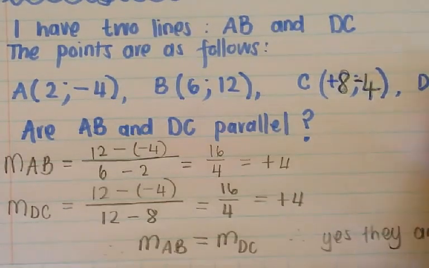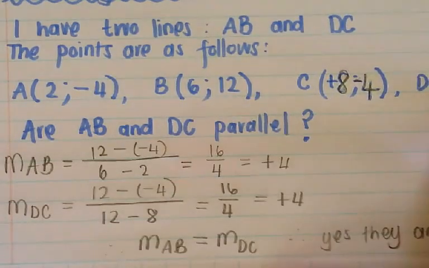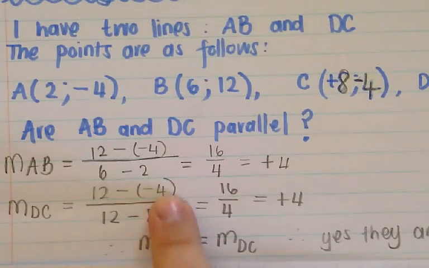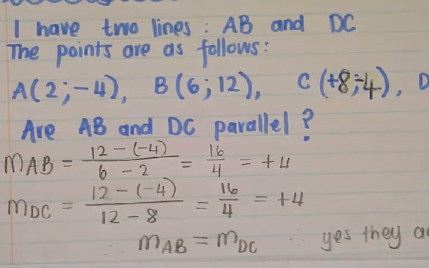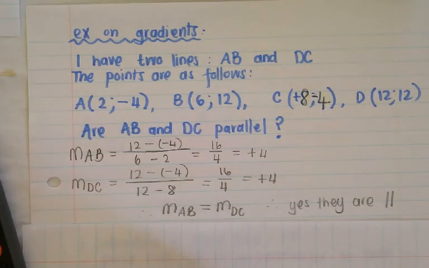DC, taking 12 minus minus, protecting the negative 4. And the same, D first, 12 minus 8. 12 plus 4 is 16, and 12 minus 8 is 4, and therefore still a positive 4. Gradient AB is equal to gradient DC, therefore yes, they are parallel. A nice easy peasy question. I can only hope that's the kind of question that you get.